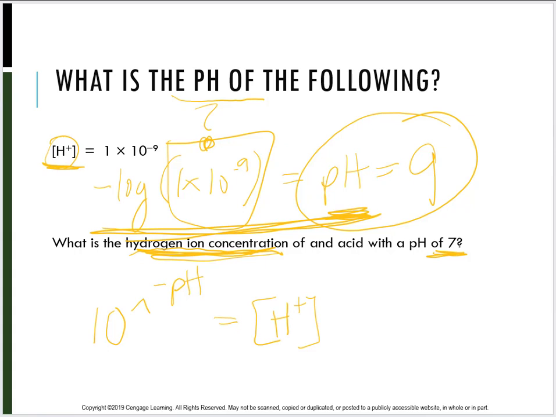So if I did in my calculator 10 raised to the negative 7, and if you punch that into your calculator, it should spit out 1e negative 7, which means 1 times 10 to the negative 7. And that concentration is molarity.